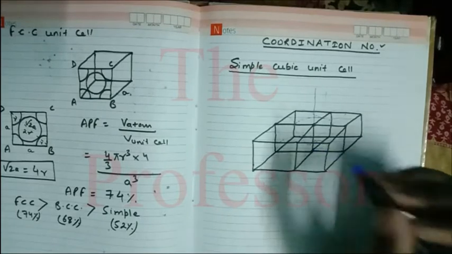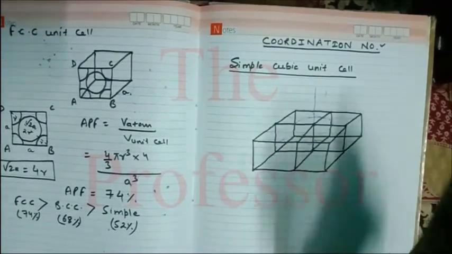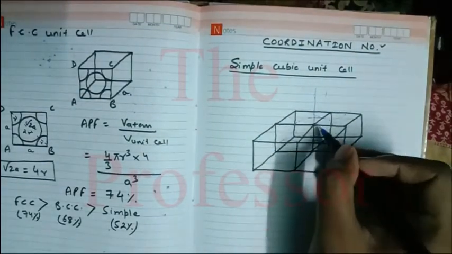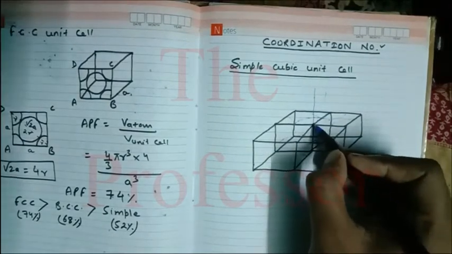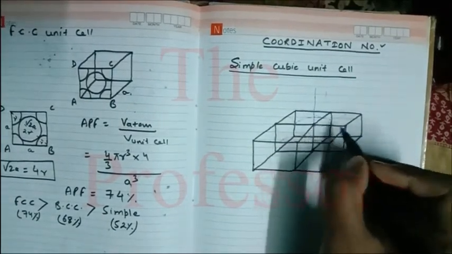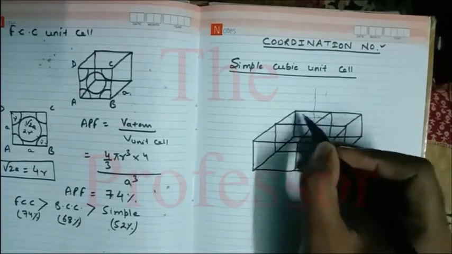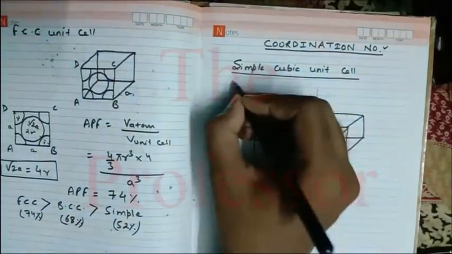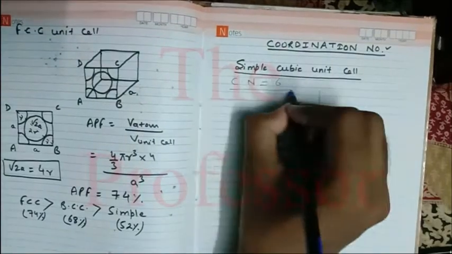So all in all, this one single atom is making contact with 6 other atoms, 4 in the same plane and 2 from top and bottom. So the total number of atoms making contact with this single atom in the whole crystal lattice, not just in a particular unit cell but in the whole crystal lattice, is equal to 6. So the coordination number for a simple cubic unit cell is going to be 6.